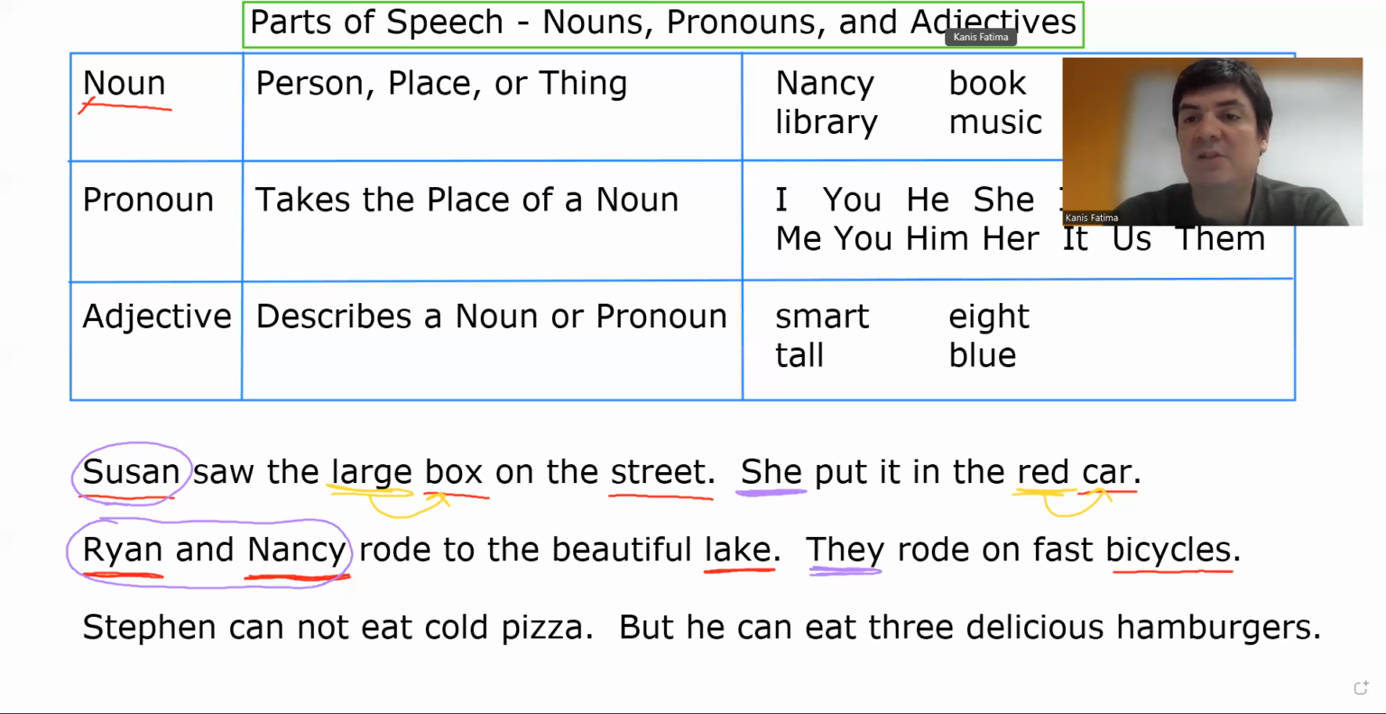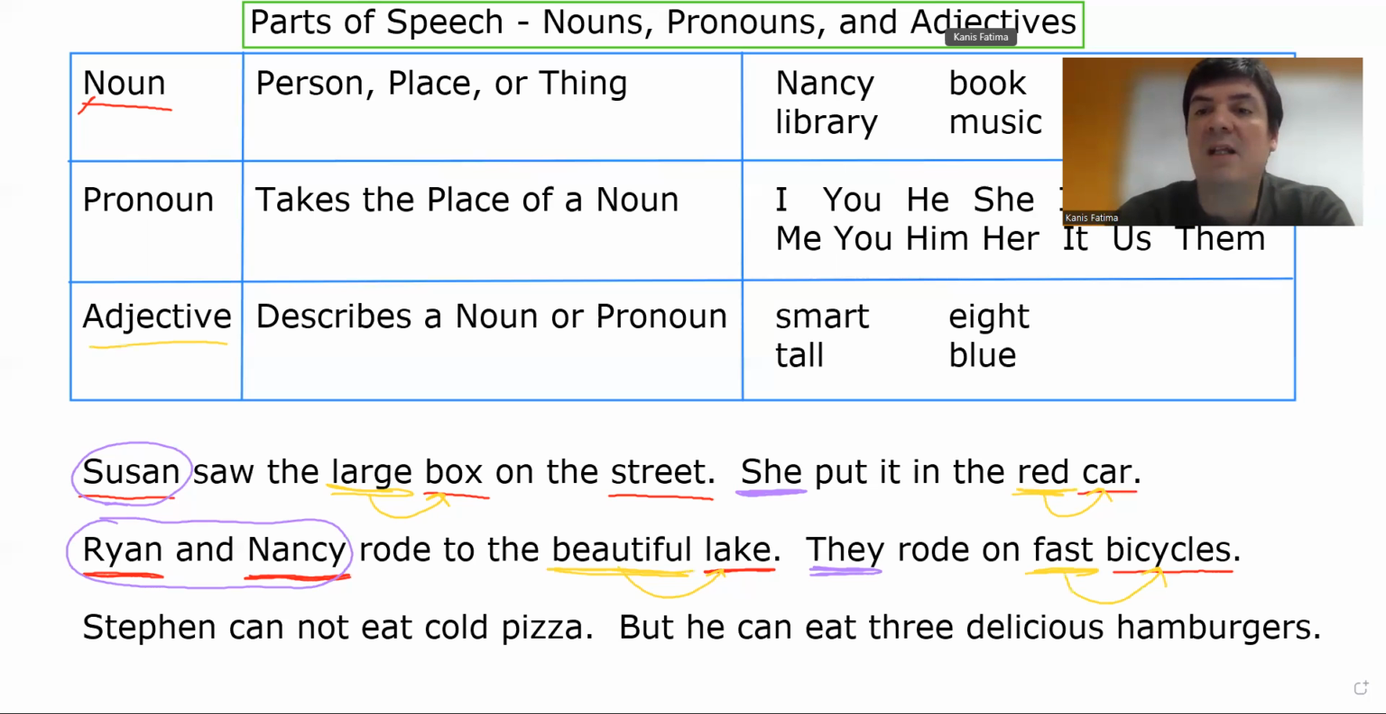Now that I found my nouns and pronouns, I'm going to look for my adjectives. Looking at the first sentence, Ryan and Nancy rode to the beautiful lake. Beautiful is an adjective. It is describing the lake. What kind of lake? A beautiful lake. Looking at the second sentence, they rode on fast bicycles. Fast is my adjective. It is describing what kind of bicycles. They rode on bicycles. They rode on fast bicycles.